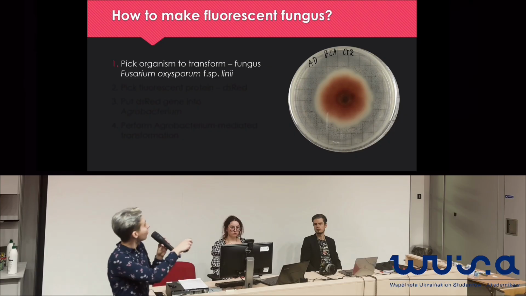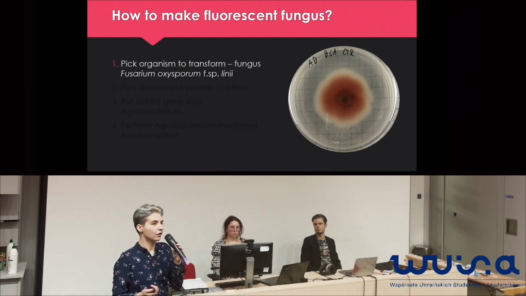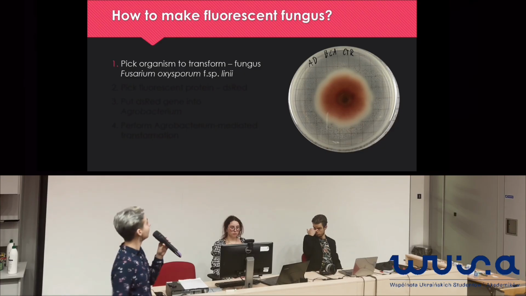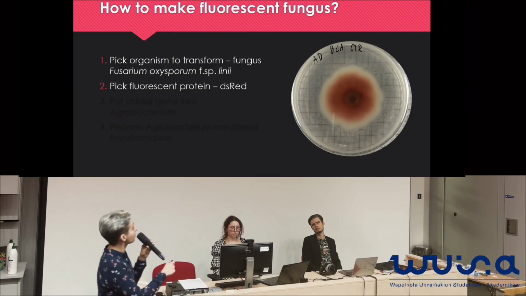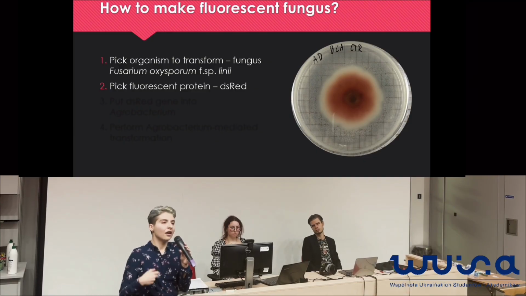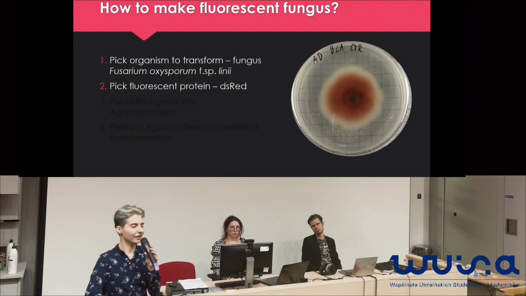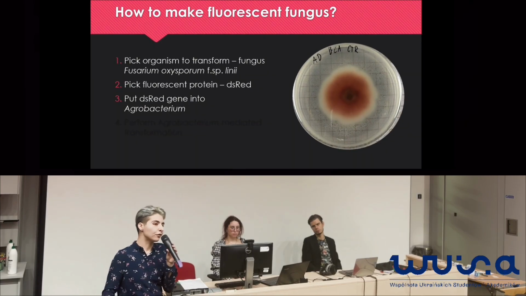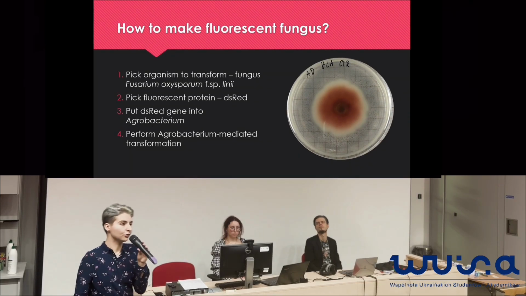So we wanted to see how it enters the plant, how infection goes in the plant, from where it starts, how it goes, how the fungus grows inside. So we needed fluorescent fungi. So we chose a fluorescent protein, DsRed in my case, but really nowadays there are fluorescent proteins in any color you want, yellow, blue, green, anything. So I chose the red one. Then we put this gene into Agrobacterium and let Agrobacterium do the work.